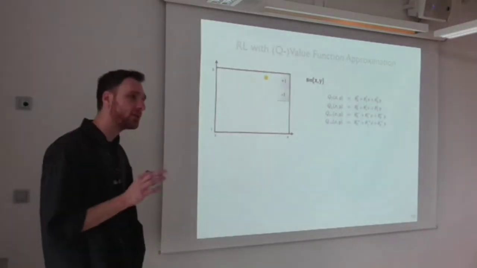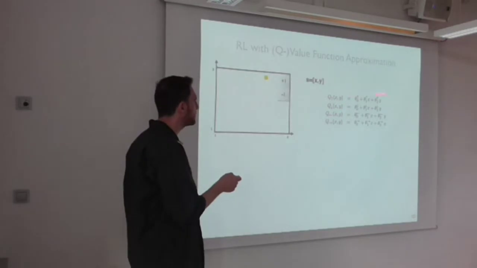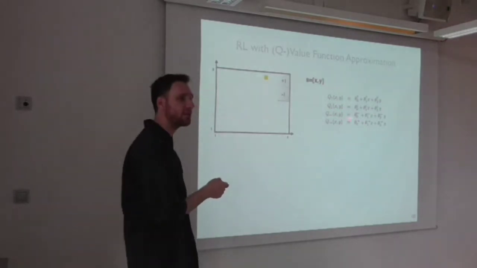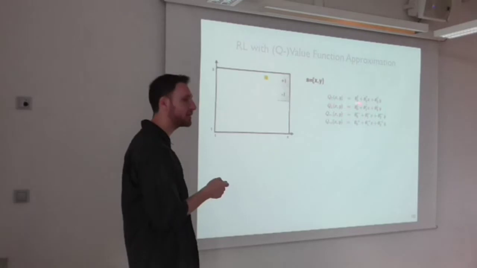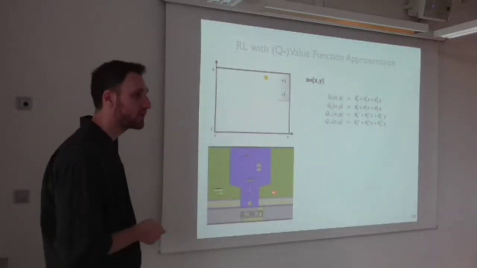But let's think about more challenging problems. So here we have the x and y coordinate of the agent. We have these four simple ways of representing Q. Everybody understands this? Now, what would happen if we have an Atari game like this?